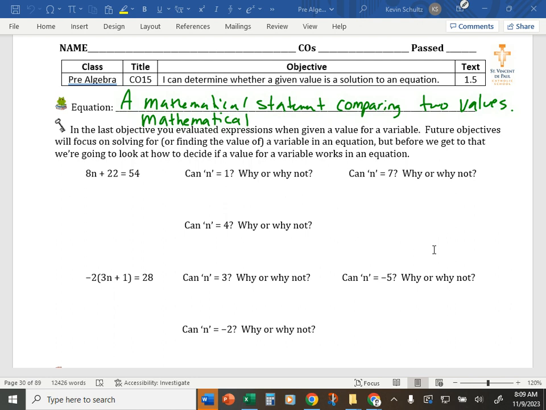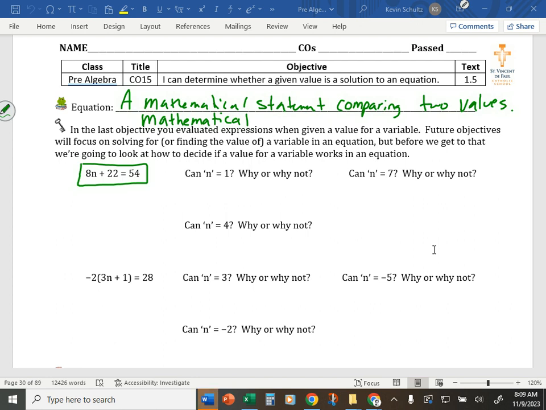So basically what we're looking at today is a very similar thing as yesterday, in that I give you an expression, I give you a value for the variable, but I also tell you what it is equal to. And you tell me, does this value for the variable work or does it not? For an example, in the equation 8n plus 22 equals 54, can n be 1? Why or why not?